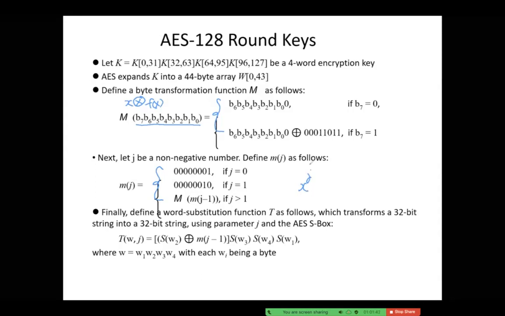So we don't need to worry about the underlying math to come up with this form, we just need to take it for granted. So if B7 is 0, it is a left shift. Otherwise, if B7 is 1, it will be a left shift first and then exclusive OR with this. So this is an irreducible polynomial.